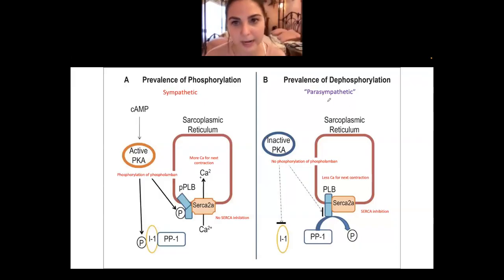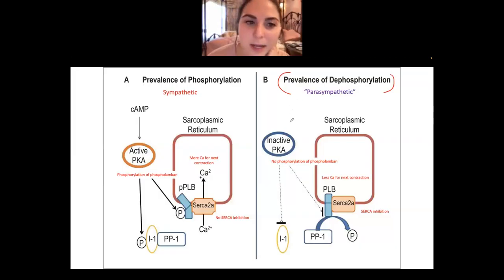If we don't have phosphorylation of phospholamban, and I put parasympathetic here in parentheses because acetylcholine is not doing this. It's just not having cyclic AMP, an active PKA, that is doing this. So this is normal. You can think of this as more of a parasympathetic state, because we don't want the heart to be contracting very hard if it doesn't need to. That's why your normal pacemaker cells don't really need much help from phospholamban.